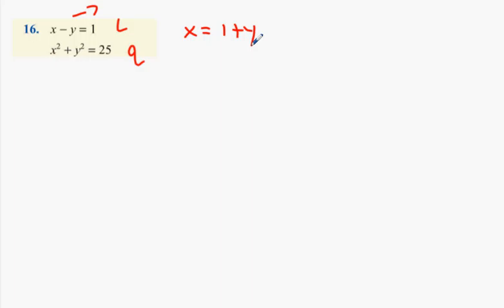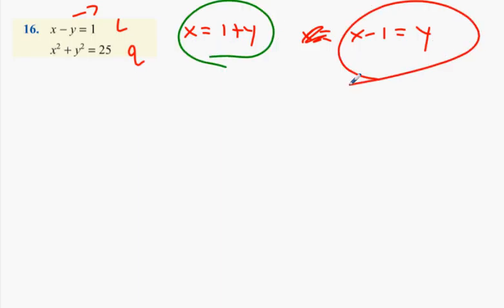You're on 6 out of 15 already. Or bring the Y over and bring the 1 over to the other side, so you'll get X minus 1 equals Y. Is that right? The green option is worth exactly the same as the red option. They're both worth 5 or 6 out of 15.